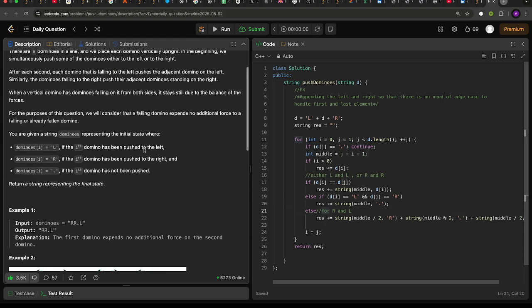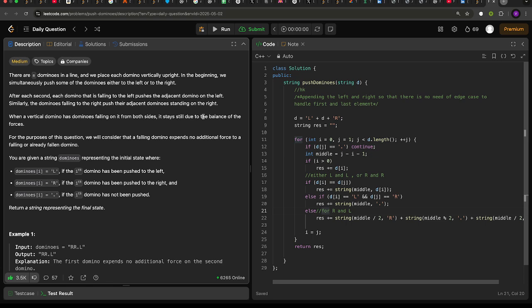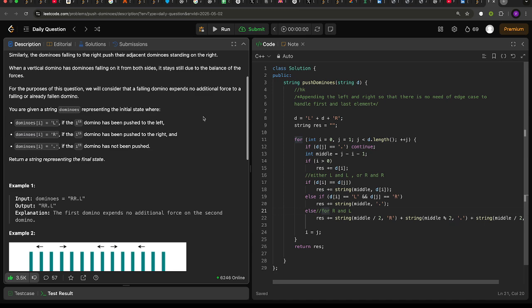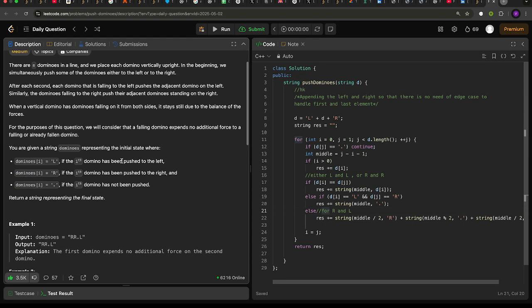Okay. So each domino that is falling to the left pushes the adjacent domino on the left, and similarly the right one pushes the right domino. Also, one case is, let's suppose, two dominoes are falling towards the right side and two dominoes are falling toward the left side and the middle one is there. So it is balanced out and it will remain stable. It will not fall down toward the right or left. Okay, so this is the important case.